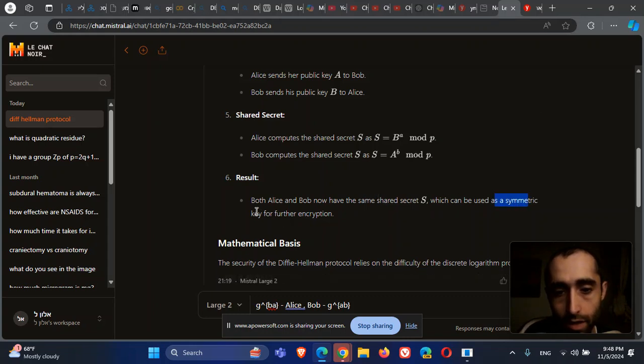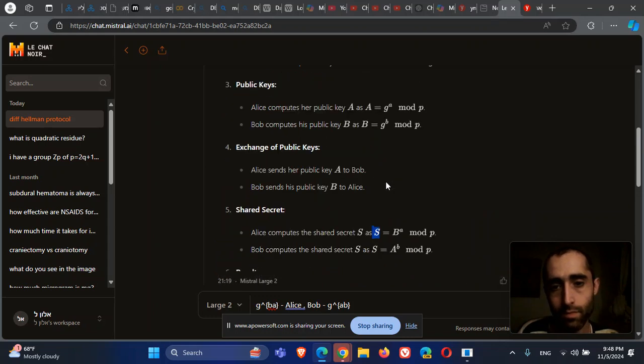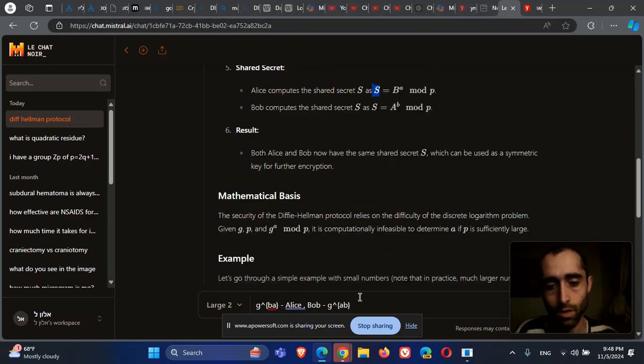Now you can use this key for encryption, because no one else, except for Alice and Bob, knows this S. And don't think that it is easy to get A or B. Remember the discrete logarithm problem? So you can see here, what I did here is to show you that Alice and Bob created the same secret key, which is called S here.